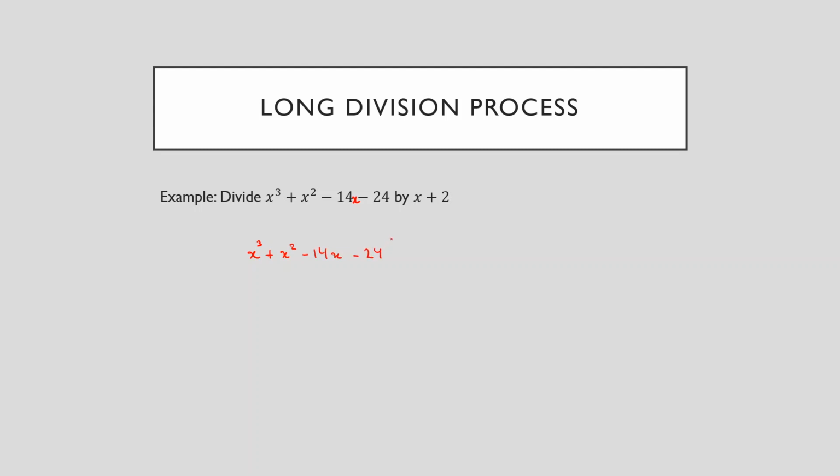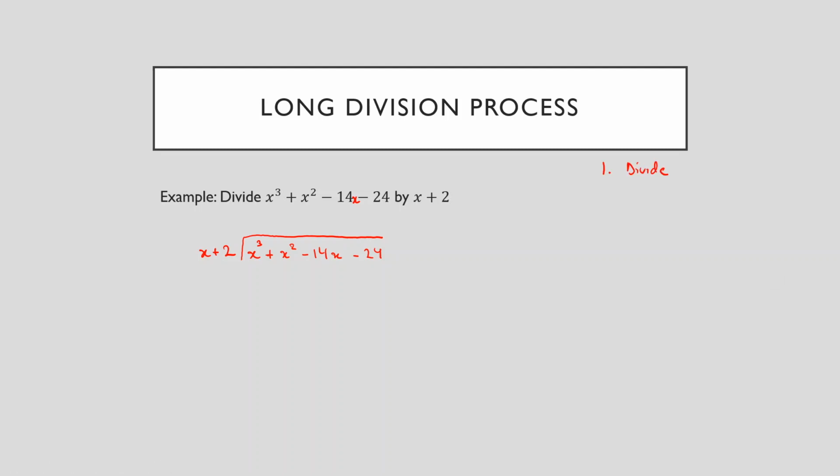And we're going to use this line like that. It kind of almost looks like a square root, but it's not. And we're going to write our divisor, x plus 2, out the front here. Okay, so that's how you set up. Make sure you leave a bit of space at the top, because that's where you're going to be writing your answer.